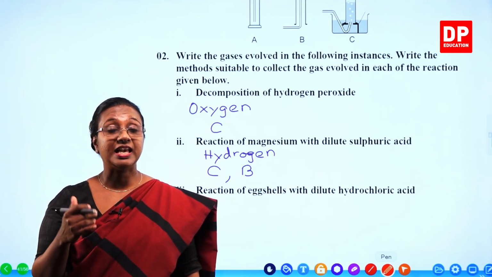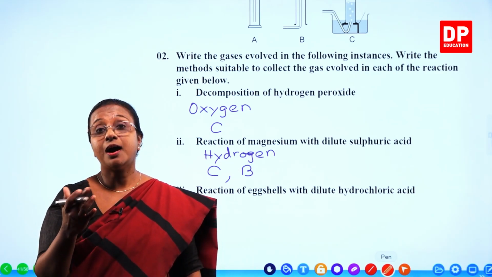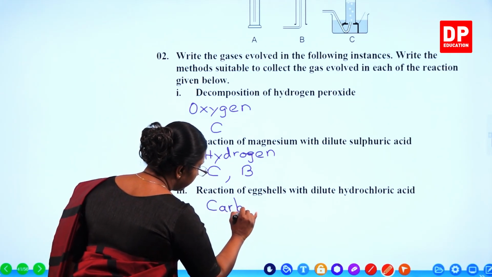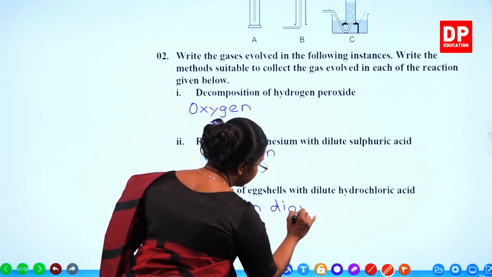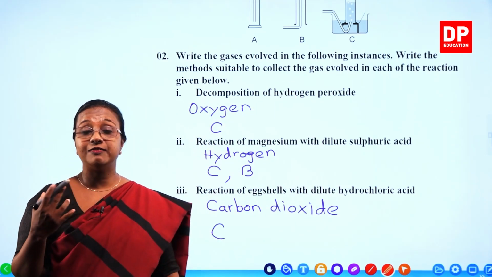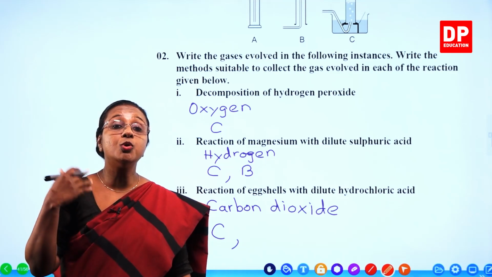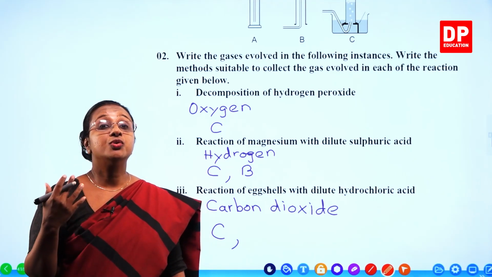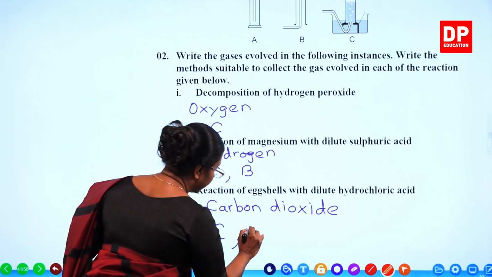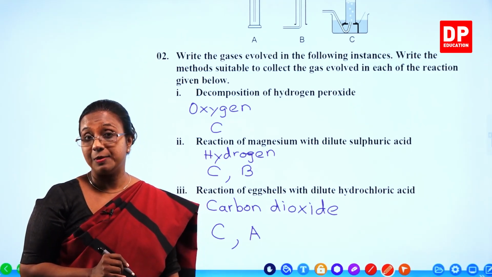Eggshells, what is it? Calcium carbonate. With dilute hydrochloric acid, it will evolve carbon dioxide. So carbon dioxide gas. Again, we can collect it using downward displacement of water like we normally do. And also you can remember, carbon dioxide is more dense than air. So that can be collected by upward displacement of air. The first one, A. Upward displacement of air can be used to collect carbon dioxide.